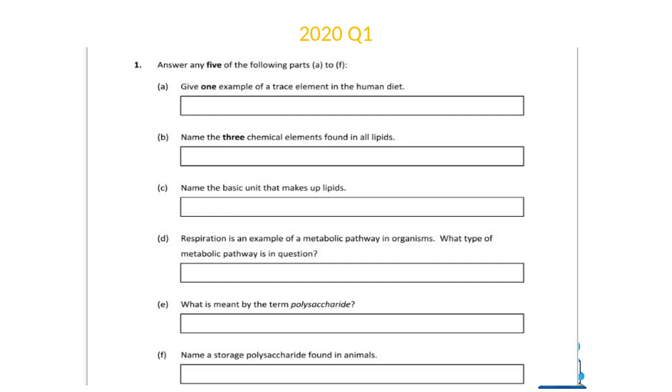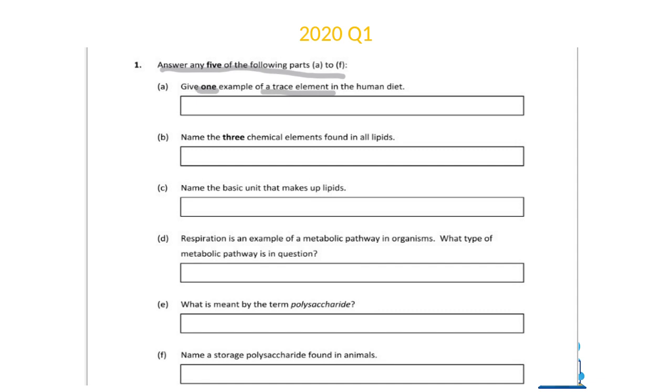We're going to look at the 2020 paper now. Again, notice that the 2020 paper, question number 1 was again food. The question follows a similar style to the previous 2 questions, where we answer any 5 of the following parts. So again, we're going to answer all 6. So part A is asking you to give an example of a trace element in the human diet. Again, it is asking us for one example. So we do not give 2 examples.